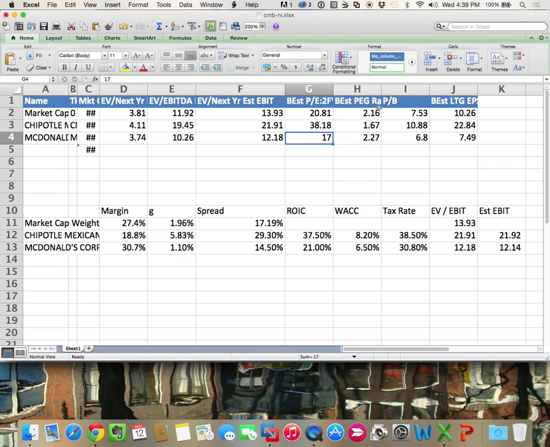Because remember, growth is like that accelerant, it's the gasoline we're throwing on a fire. So they have a good spread and they're growing it exponentially faster. So therefore, they're becoming more and more valuable. Hence why they're getting higher multiples and I'm paying a lot more for their earnings. Because they're getting more enterprise value as a result of that, and therefore more value. So it's really very clear that Chipotle is higher because of that very high growth rate of almost 6% and the higher spread of 29.3% spread, 37.5% ROIC.